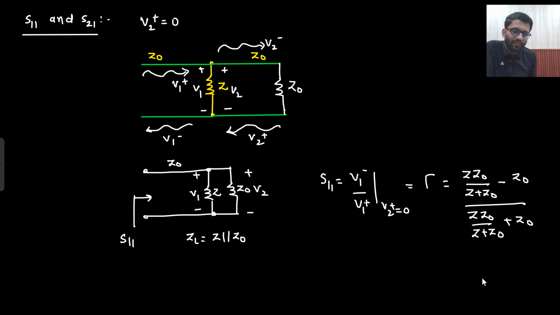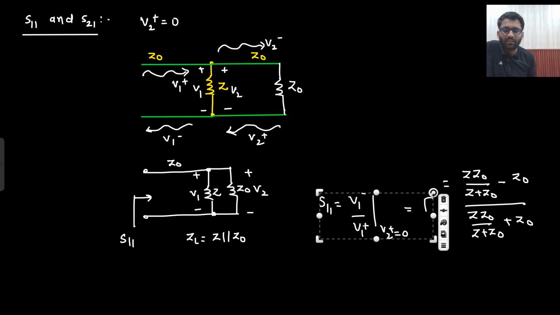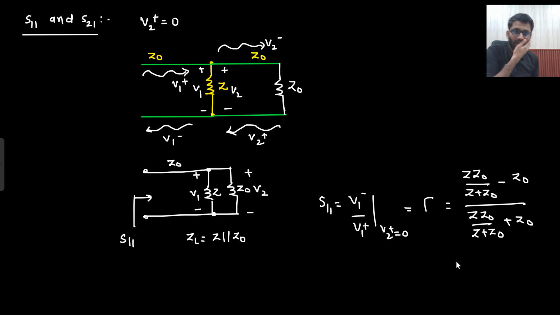plus Z naught. Okay, this is your reflection coefficient, but I need to keep it down, otherwise it doesn't look good. So now it looks good, right? So what I can do is keep Z naught as common and then cancel it. So if I take Z naught as common and cancel it, what I am getting is Z minus Z minus Z. So here I am getting minus Z naught, and then downward I am getting 2Z plus Z naught. Okay, this is your S11.